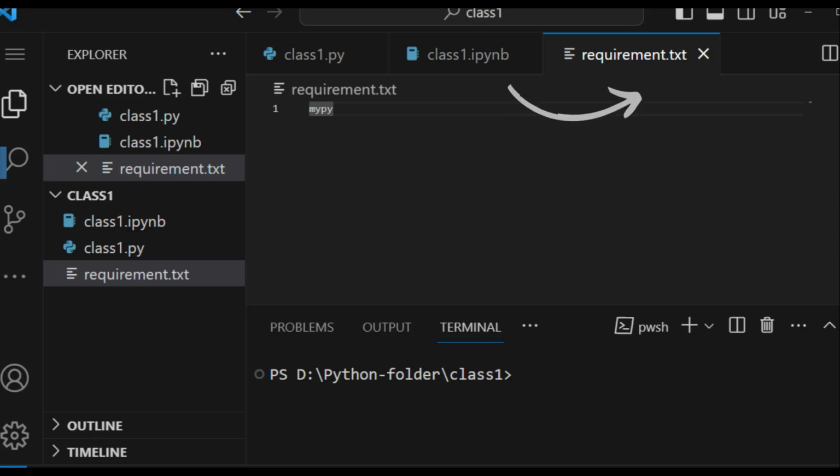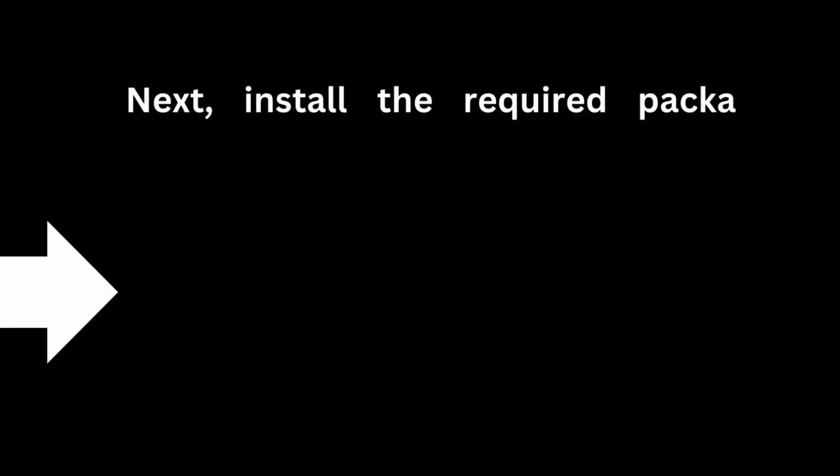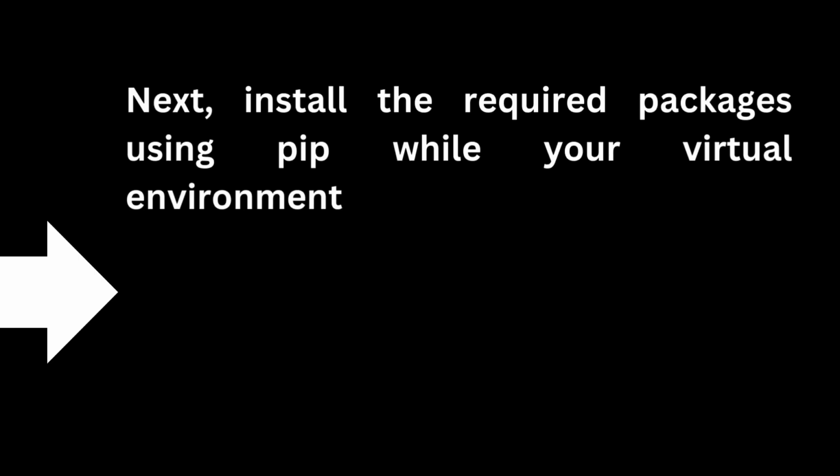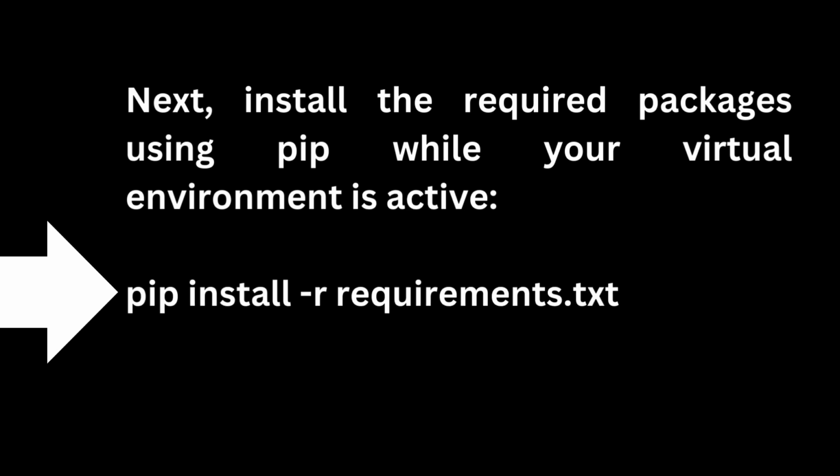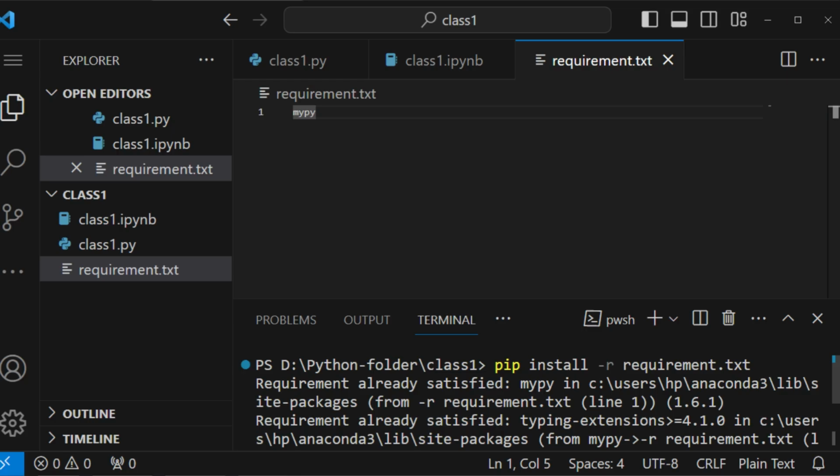Create a requirements.txt file in your project directory and add the names of the packages you need. For this example, we'll use mypy. Create the requirements.txt file with the following content. mypy. Next, install the required packages using pip while your virtual environment is active. pip install -r requirements.txt. This command will read the requirements.txt file and install the specified packages. In this case, it will install the mypy package.